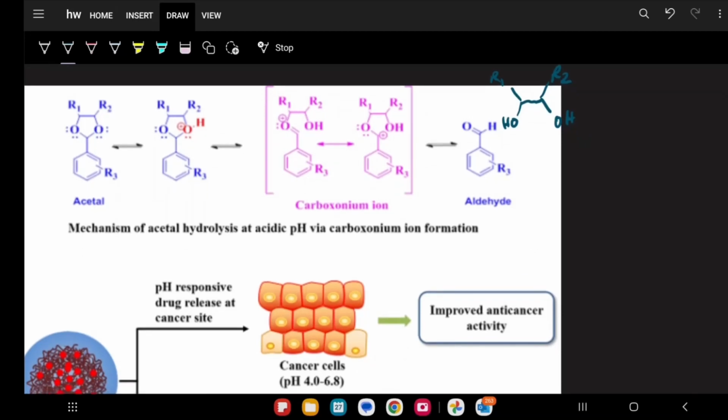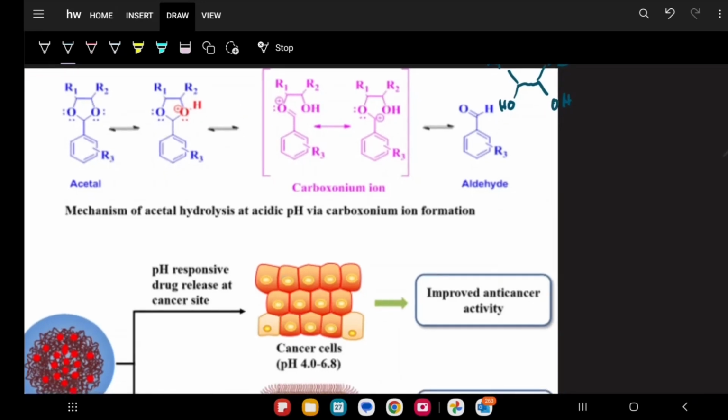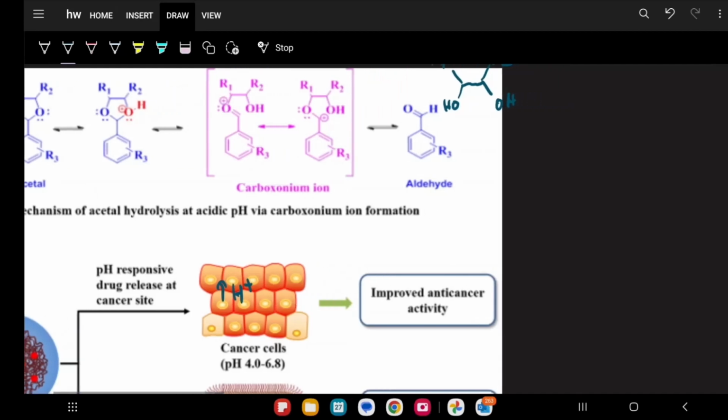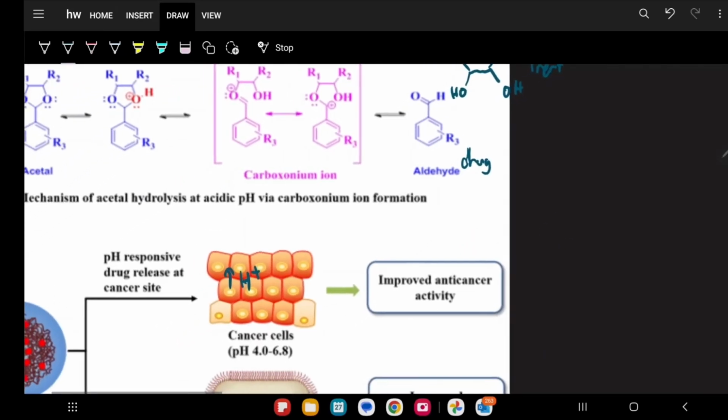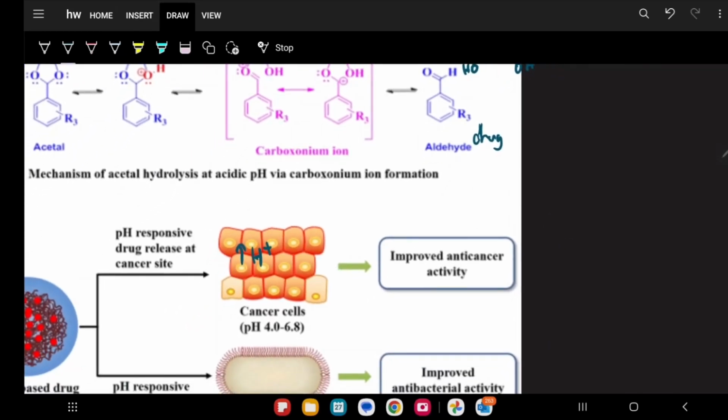But the drug itself would be in the stable state as an acetal. The idea is that once it enters a cancer cell where H+ is high, it would cause the acetal to degrade into the aldehyde and the vicinal diol. From what I understand, I don't have access to the full paper. One of these molecules, most likely the aldehyde itself, would be the drug molecule, and the vicinal diol would be just an inert molecule. And so the drug is activated only inside the cancer cells.